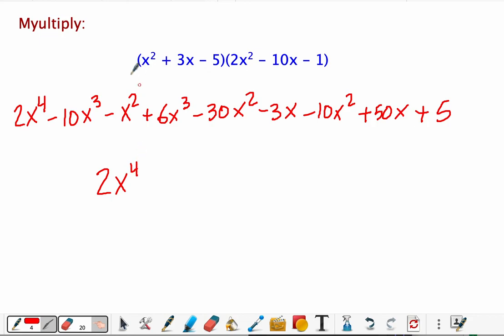2x to the 4th. For x cubes, we have a negative 10x cubed plus a 6x cubed, so that would be minus 4x cubed. For our x squareds, we have negative x squared minus 30x squared minus 10x squared, so that is negative 41x squared. For just our x's, it looks like we have negative 3x plus 50x, that's plus 47x, and then plus 5.